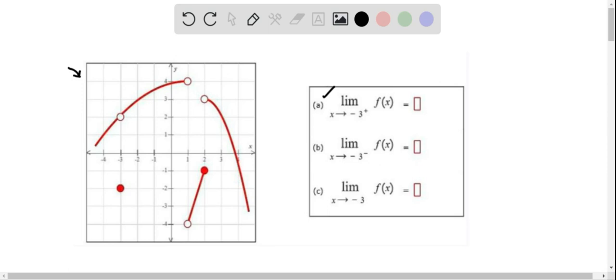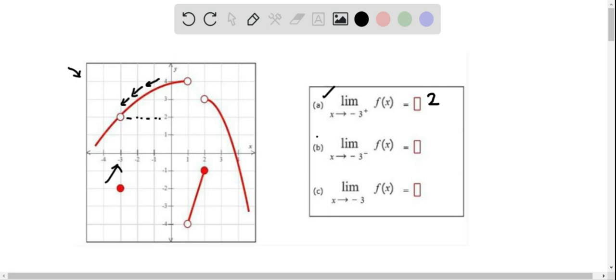In part A, we have to determine the limit when x approaches negative 3 from the right. So basically, we have to look at the graph, and this is x equal to negative 3. So x approaches negative 3 from the right. So it is coming from this direction. And this means the function is approaching 2. That is, this one is 2. So therefore, we say that the limit of f of x when x approaches negative 3 from the right equals 2.